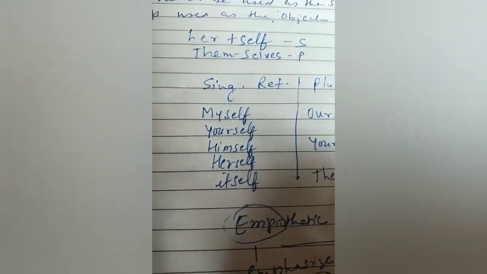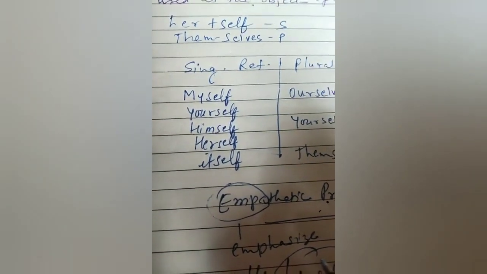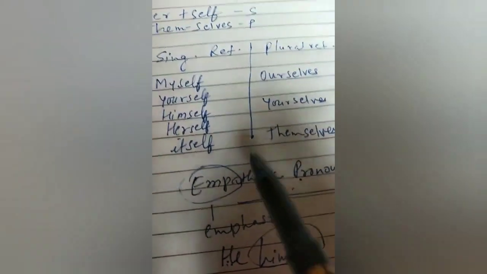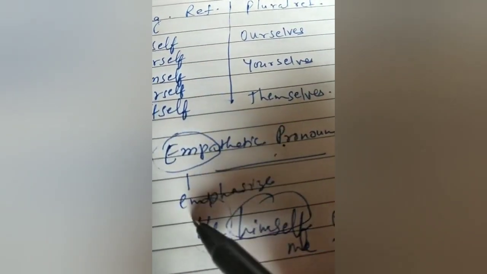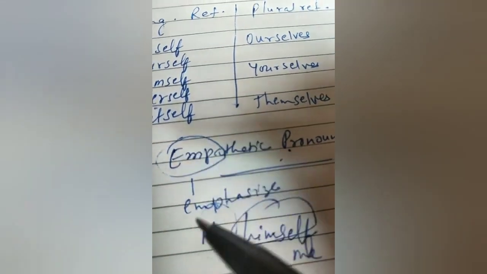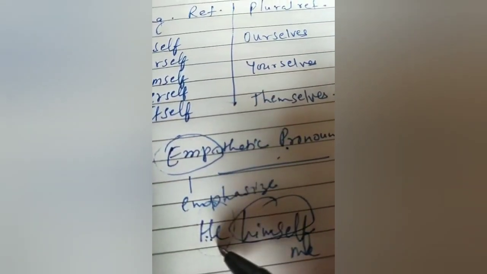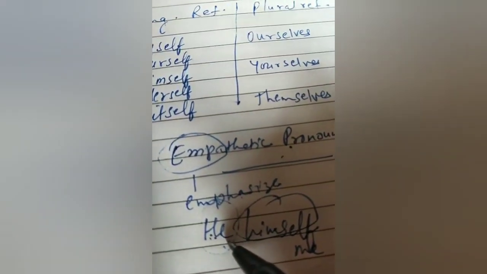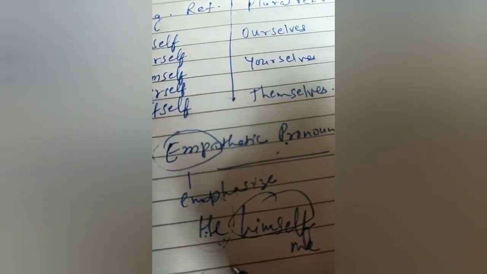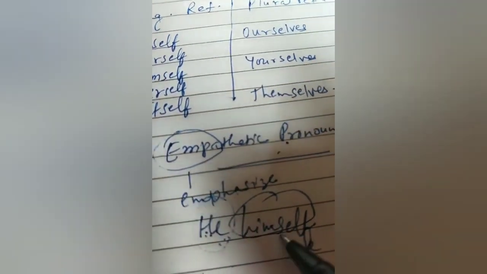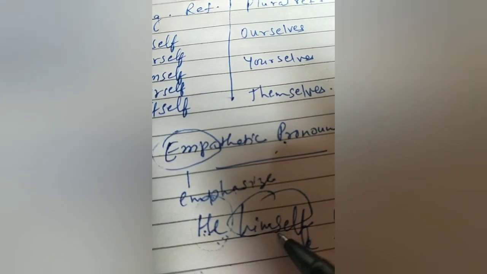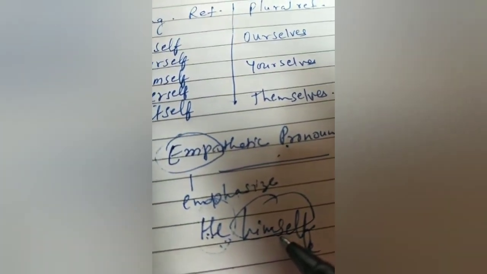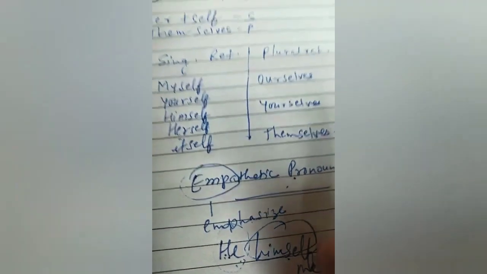A reflexive pronoun always answers the question "whom", and an emphatic pronoun lends emphasis. See, it emphasizes the pronoun "he" as the subject. So an emphatic pronoun always emphasizes the subject. You can see here the emphatic pronoun comes after the personal pronoun, but the reflexive pronoun comes after the verb. So these are some differences.